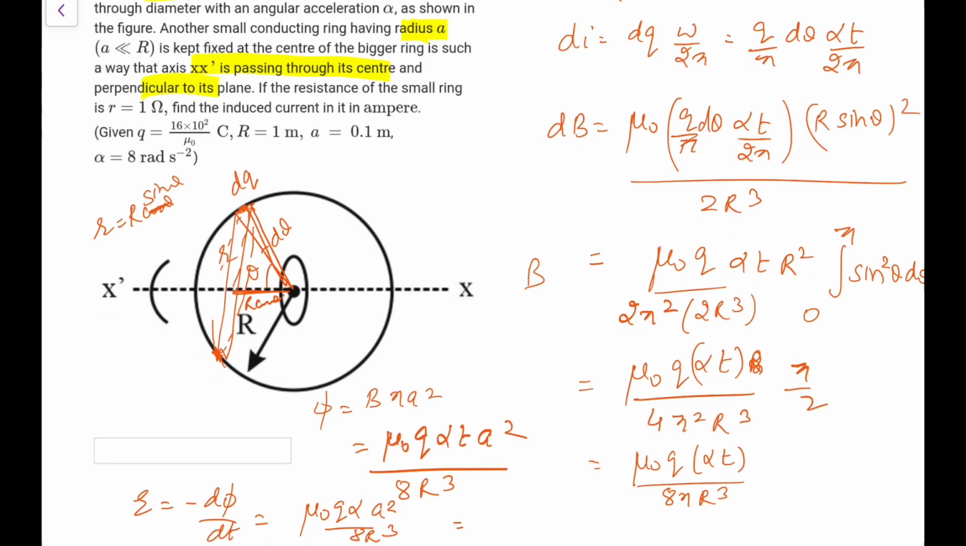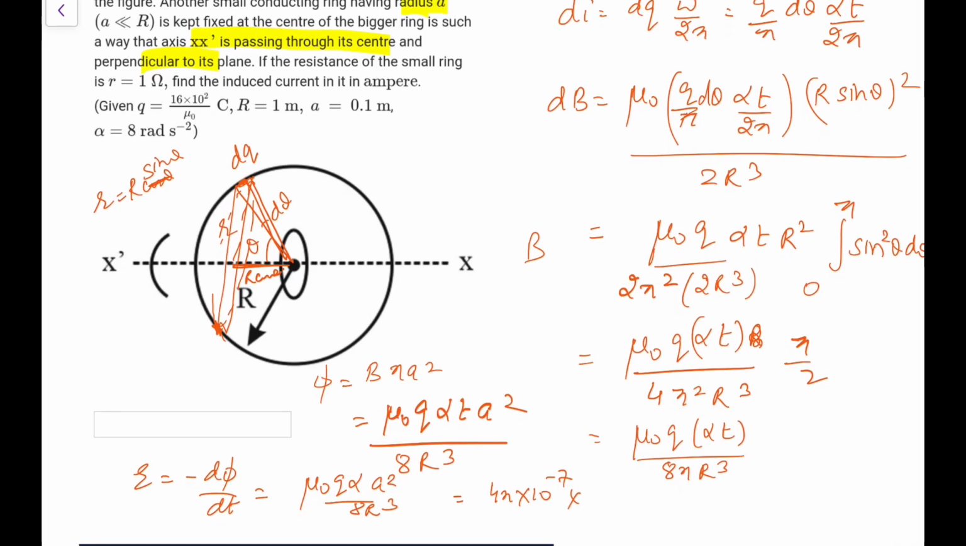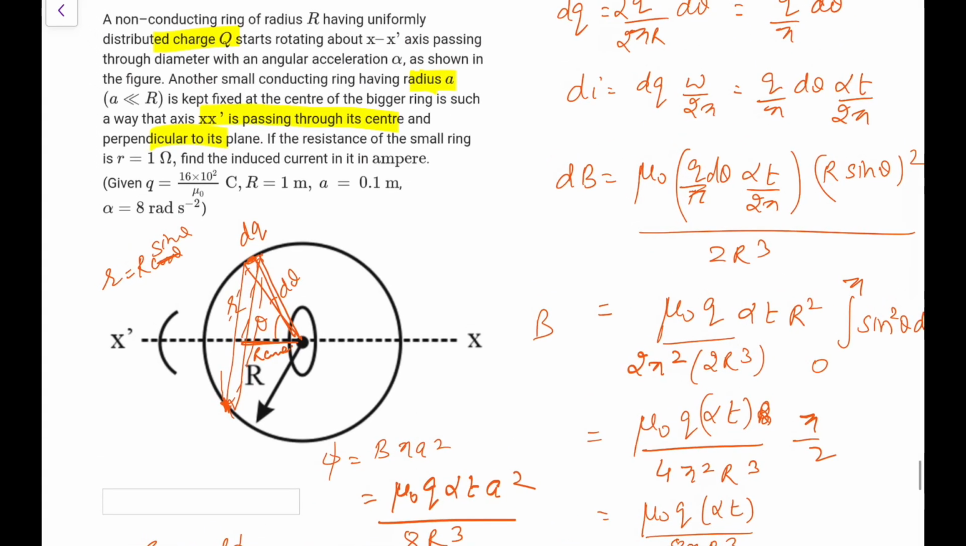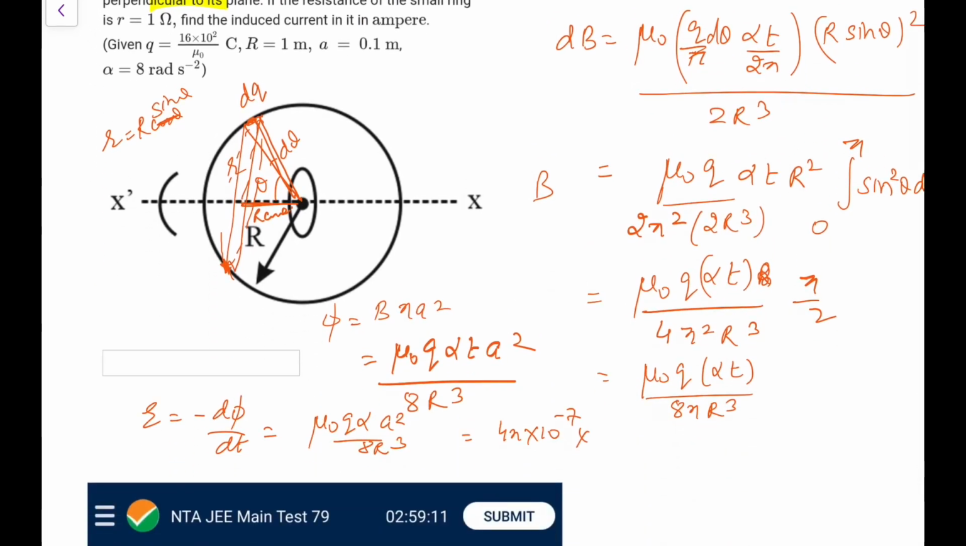So the value is mu naught upon 8, where mu naught is 4 pi into 10 to the power minus 7. The pi got cancelled in our calculations. What was q? Q is given in terms of mu naught, so do it like this. This is 16 into 10 to the power minus 2 upon mu naught, into alpha is 8, and a square would be 10 to the power minus 2 upon 8, and r cube is 1, so 8 and 8 go, and this basically comes out as 16.